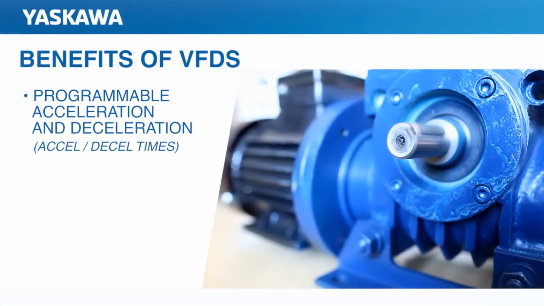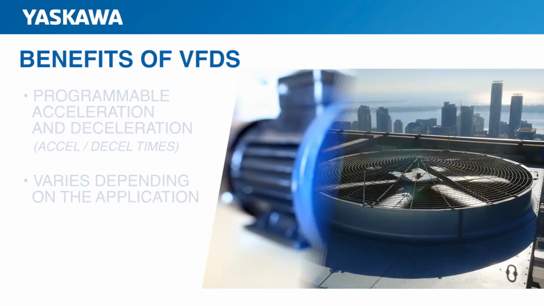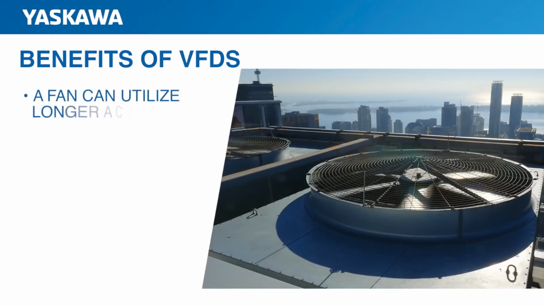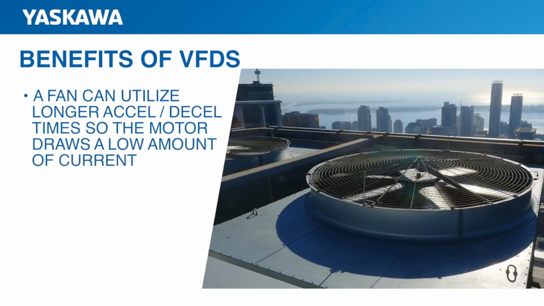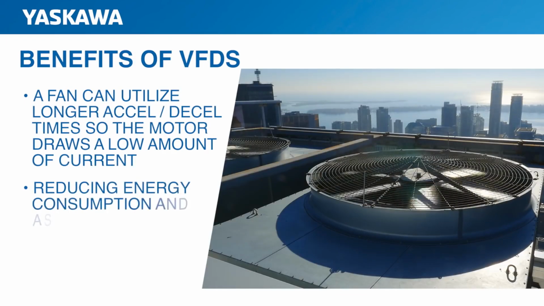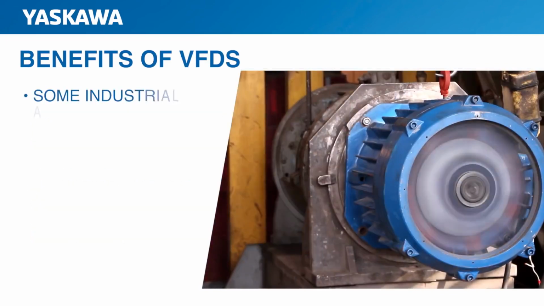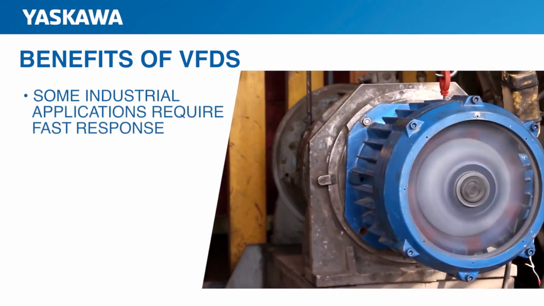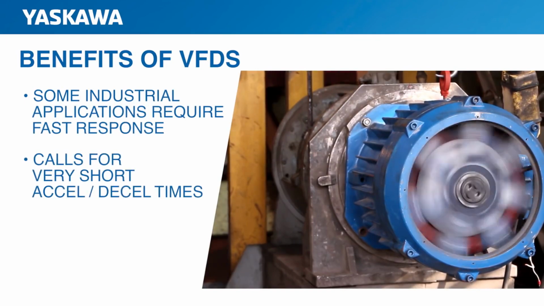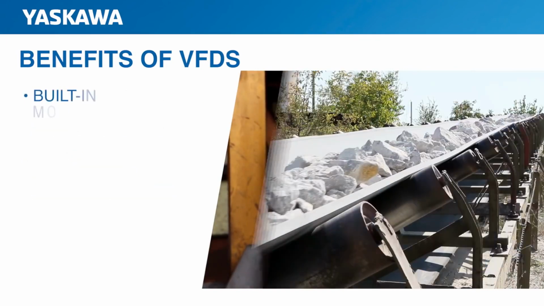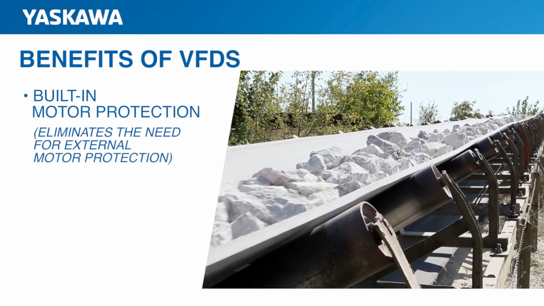Now this will vary depending on the application. For example, a fan can utilize longer accel and decel times, so the motor draws a low amount of current, reducing energy consumption and associated belt wear. On the other hand, some industrial applications require fast response, which calls for very short accel and decel times. Built-in motor protection eliminates the need for external motor protection.